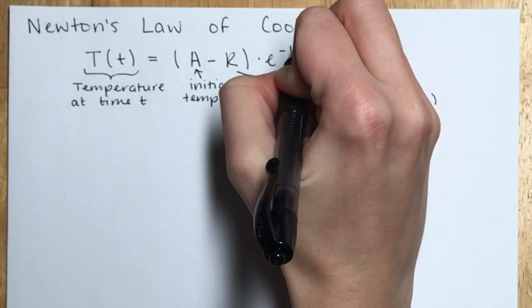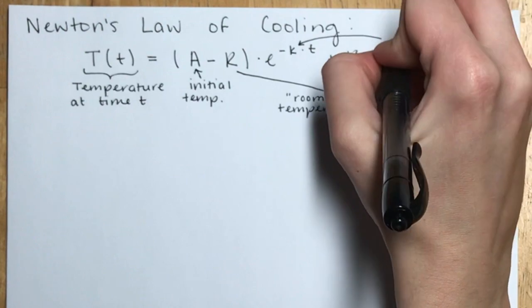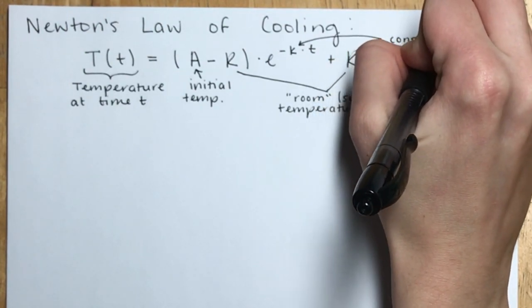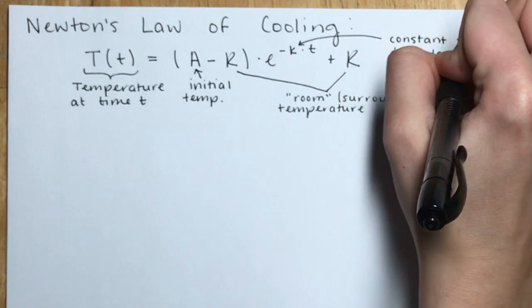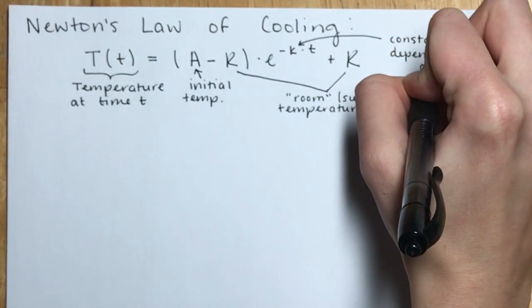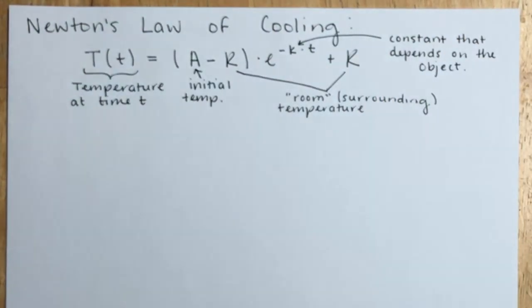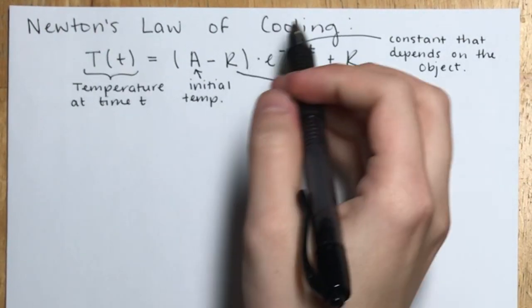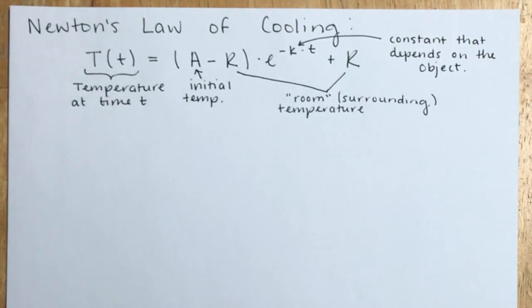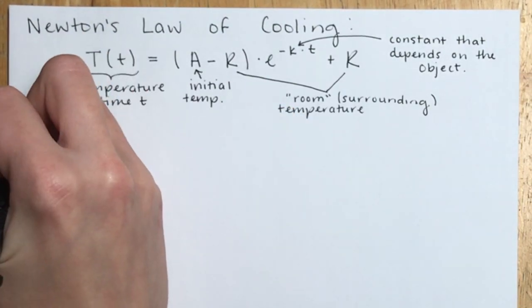And then k is a constant that depends on the object. This may be given to you, or you may have to find it. Again, with this guy, we want to make sure we're using all the same units. So if a temperature is given in Fahrenheit, we want to continue to use Fahrenheit throughout. If we are talking about temperature after a certain number of minutes, then t needs to be in minutes. So let's look at an example of this.